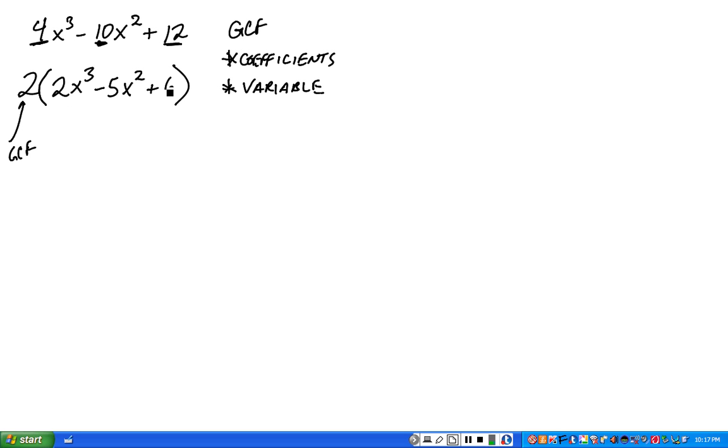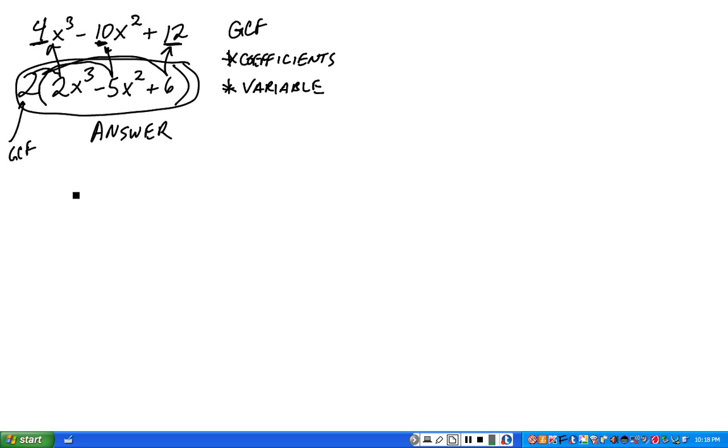Okay, so my GCF was 2, and I'm left with 2x to the 3rd minus 5x squared plus 6. And if you notice, if I multiply the GCF times this, I would get that. GCF times this would give me that, and GCF times this would give me that. So that tells me that I wrote my answer correctly. Alright, again, the part that is circled is the answer. Okay, the multiplication I did after that is just a check to see that I did it right. Alright, let's look at another one.